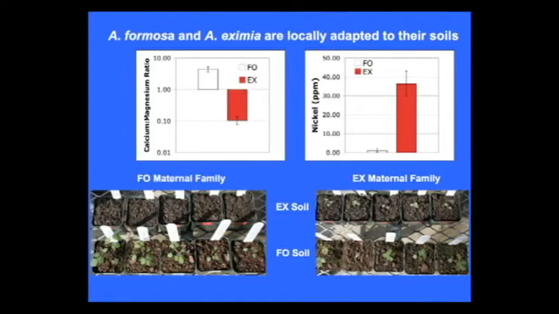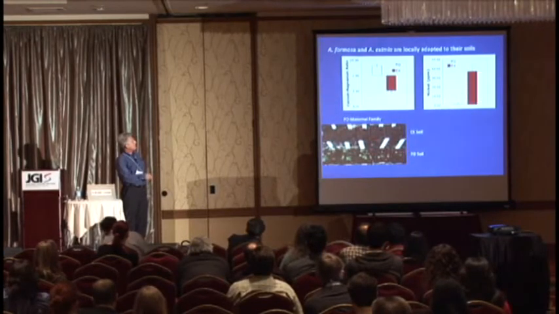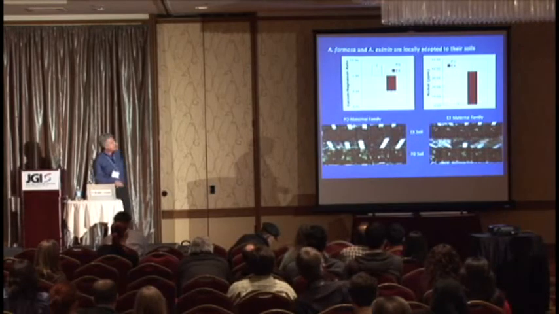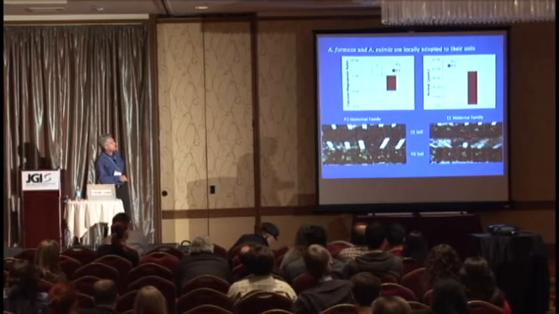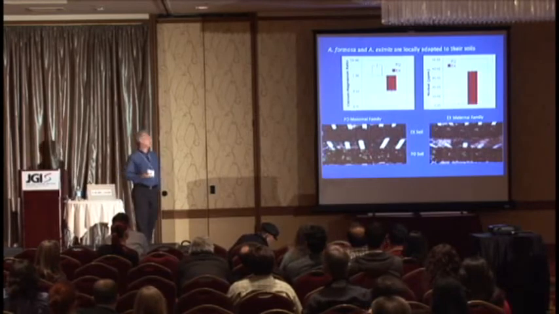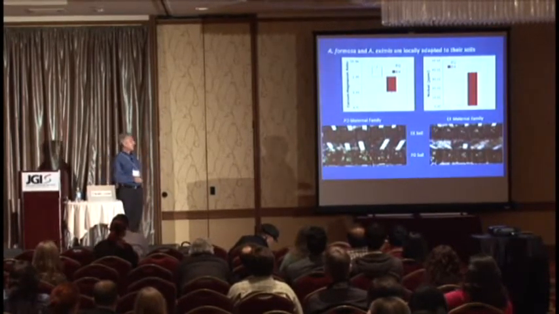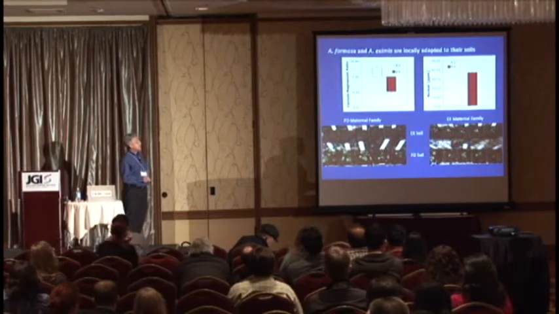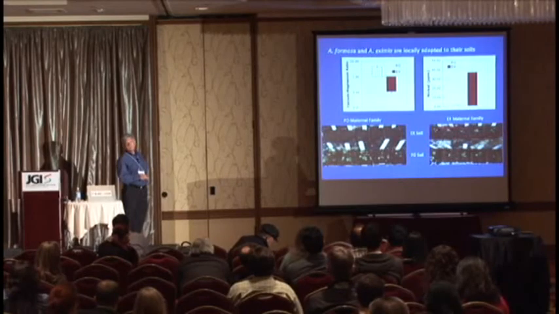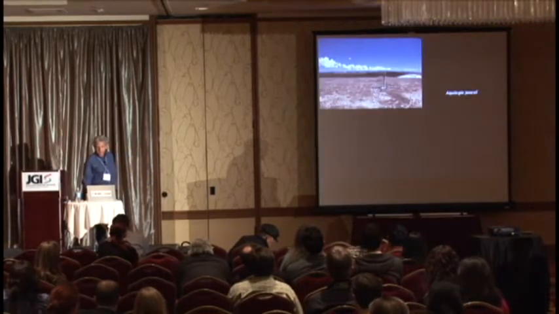If you take seeds from the 2 populations and grow them on the soils, Formosa just dies on eximia soil, and eximia can grow on eximia soil. It actually likes the Formosa soil better, and is growing better there. That's another classic serpentine characteristic, that they're probably worse competitors here, and they're forced to live on this eximia soil. That's the hypothesis.